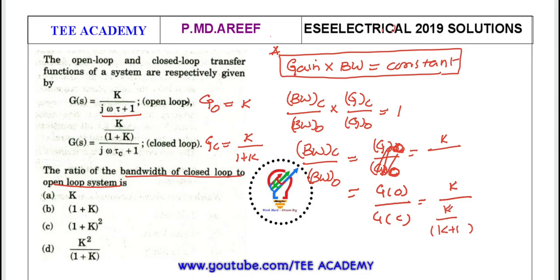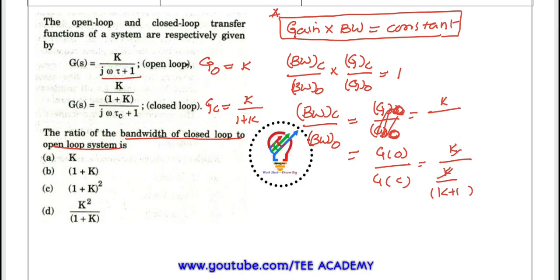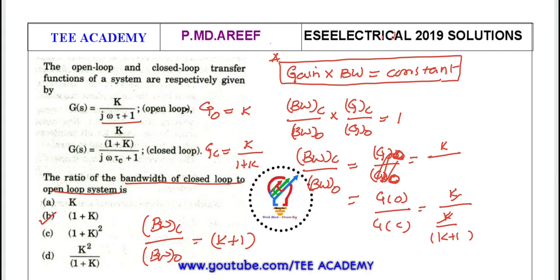Okay, now k gets cancelled. We need the ratio of bandwidth of closed loop system divided by bandwidth of open loop system is equal to, so it is simply k plus 1. Now the question is, the ratio of the bandwidth of closed loop to open loop system is nothing but 1 plus k. So B is the right answer for this question. Okay, we'll move to the next question.